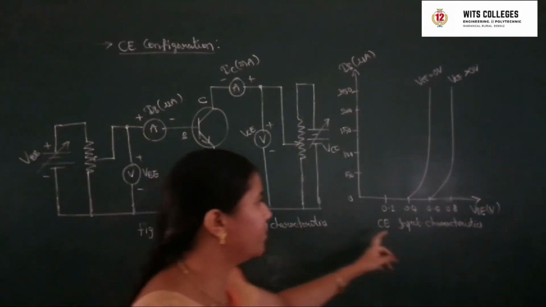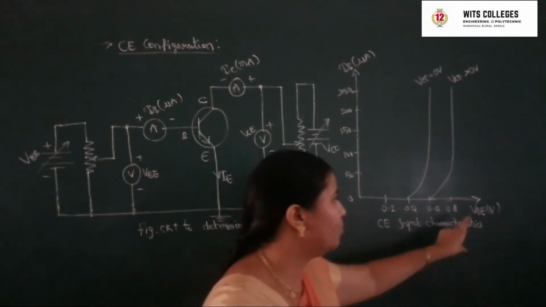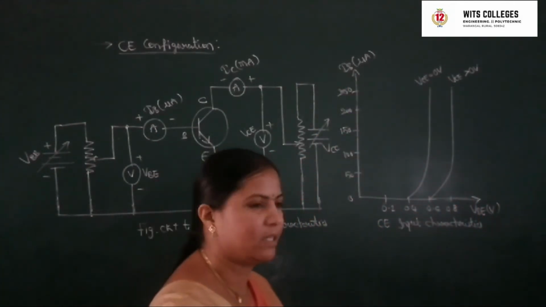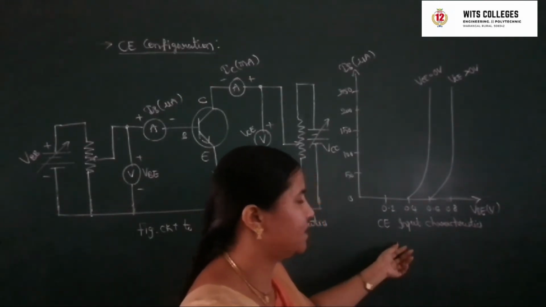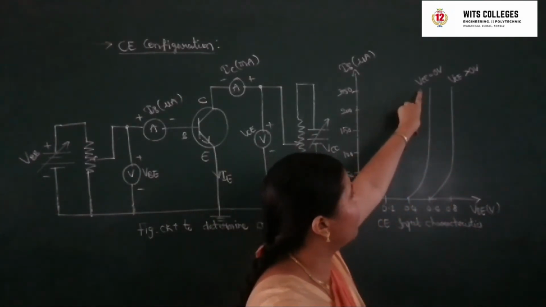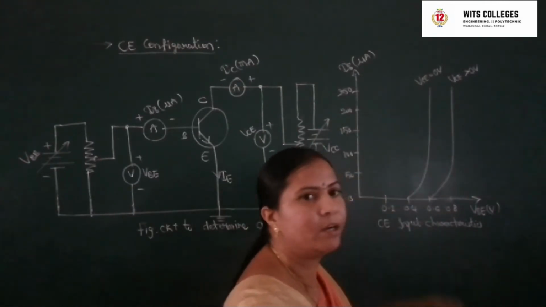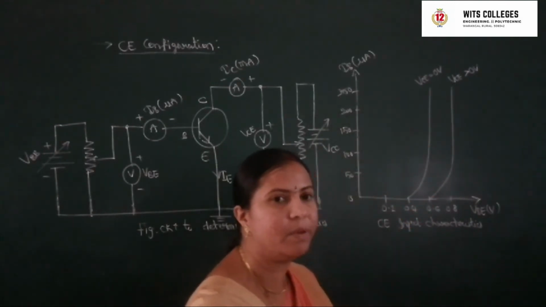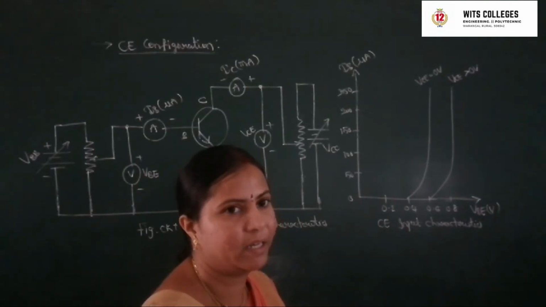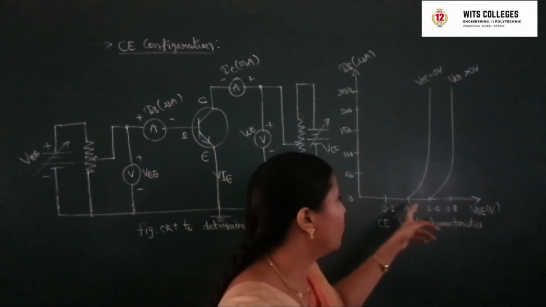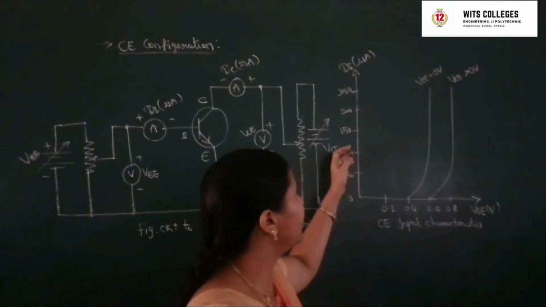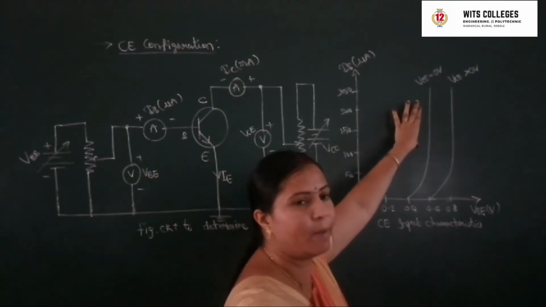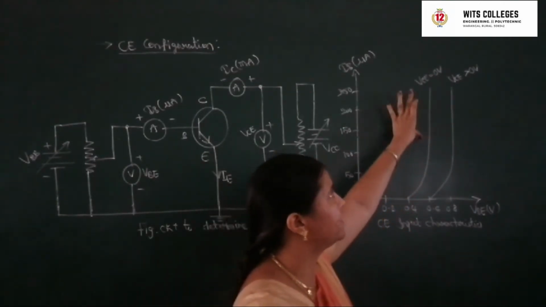What are input characteristics? The curve between base emitter voltage and base current at constant VCE. So that is the input characteristics. If we observe these input characteristics, the curve at VCE equal to 0 is similar to the forward biased PN junction diode characteristics. Why? Because when you increase the base emitter voltage, the base current increases. That's why it is known as the forward biased PN junction characteristics at constant VCE equal to 0.